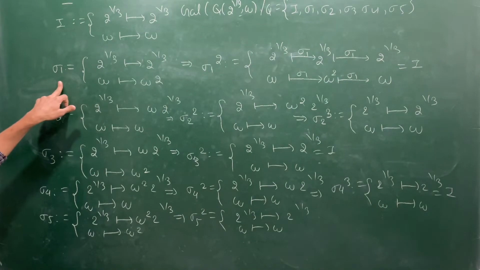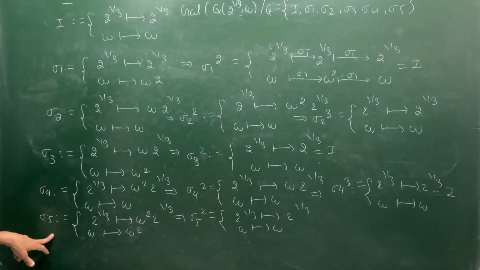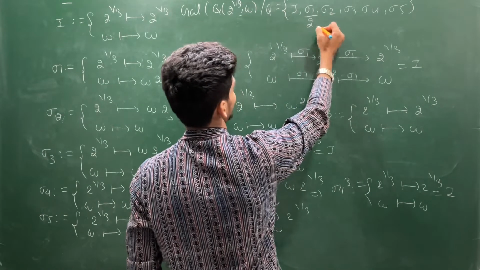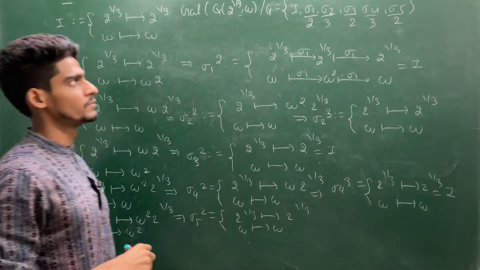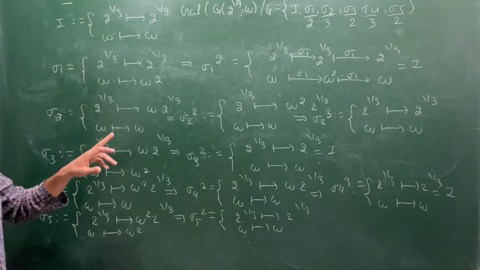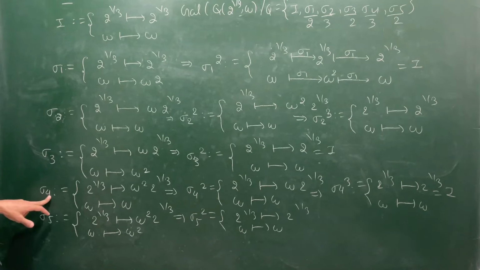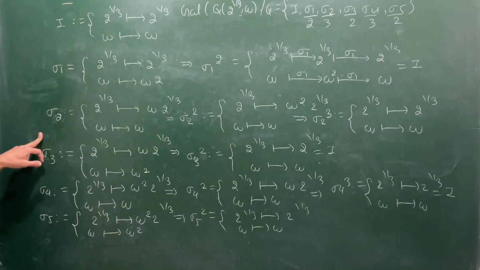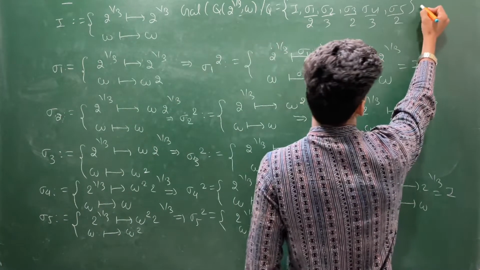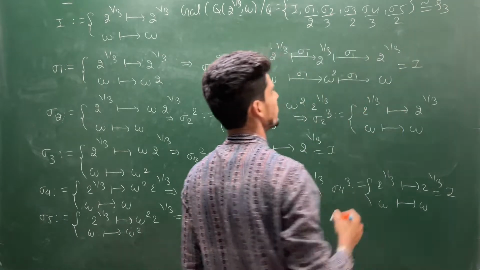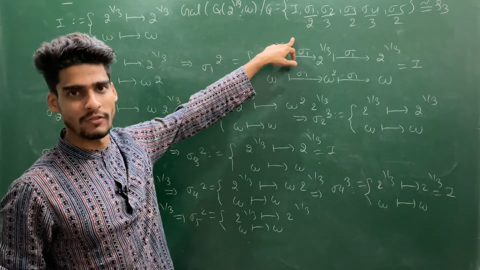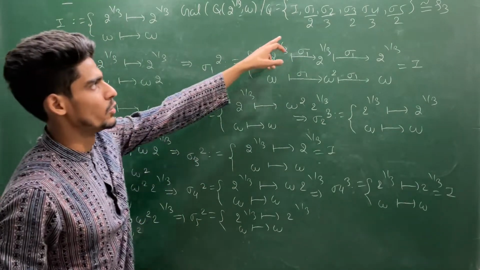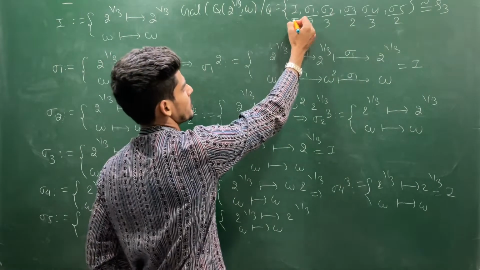Order of sigma 1 is 2, order of sigma 3 is 2, order of sigma 5 is 2. So this is order 2, this is order 2, this is order 2, this is an order 3 element, this is an order 3 element. Also you can verify easily that sigma 2 and sigma 4 are inverses of each other. That means I can also say this group is actually isomorphic to S3, because there are only 2 groups of order 6. One is cyclic, one is non-abelian. This group is non-abelian, you can verify. And you can say there is no element of order 6, so it is not cyclic.